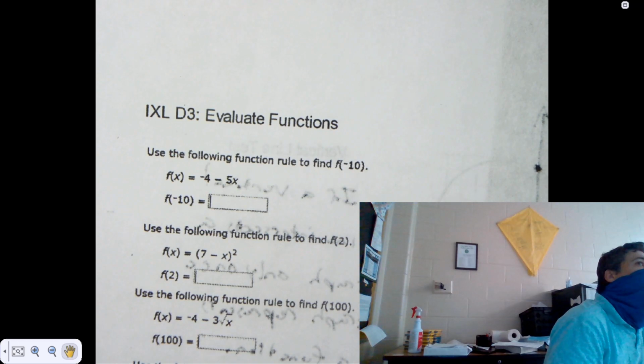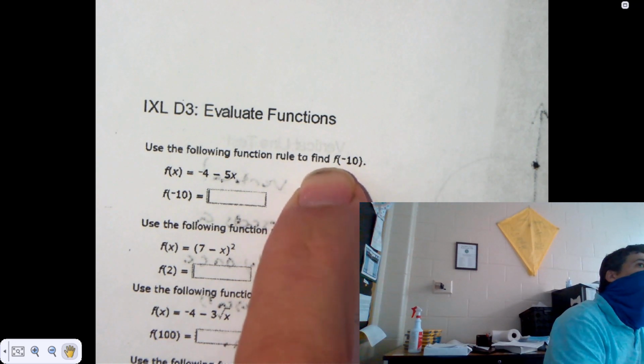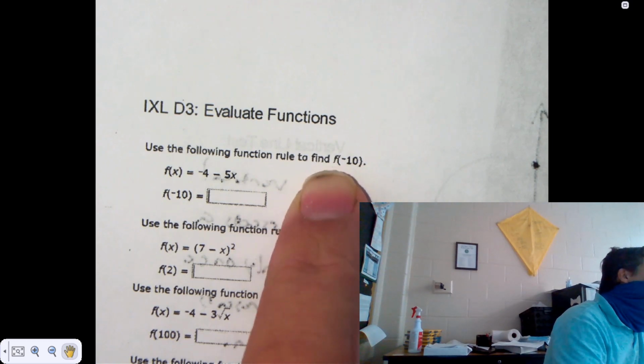All right, this is D3, evaluate functions, and it has this funky function notation that's going to funk with your little heads, and you're going to funkin' hate it, okay? I said funking. I didn't say F-U-C. We got you. Just wait. We got you. Okay.